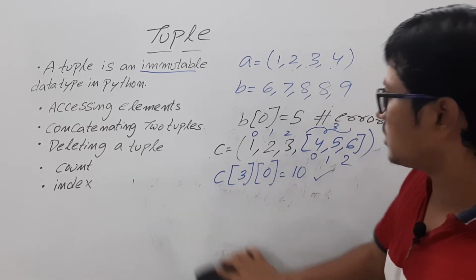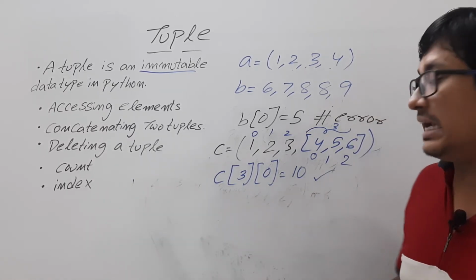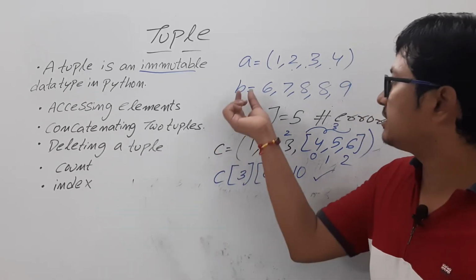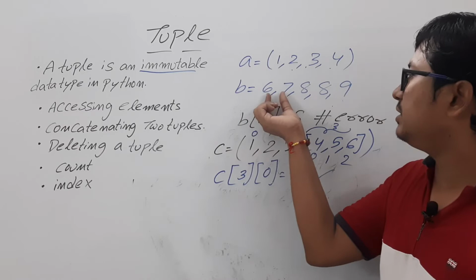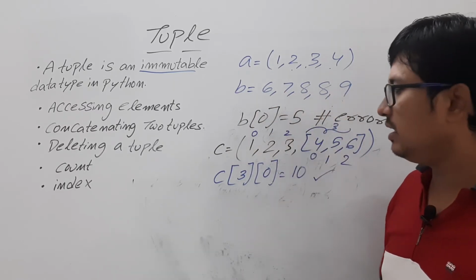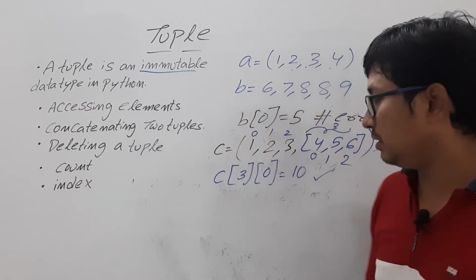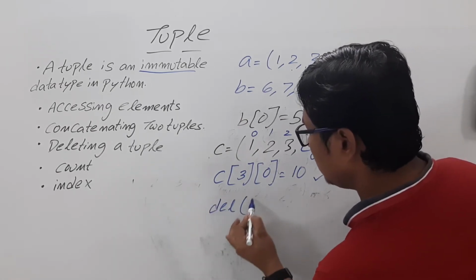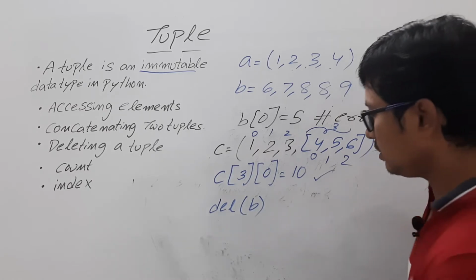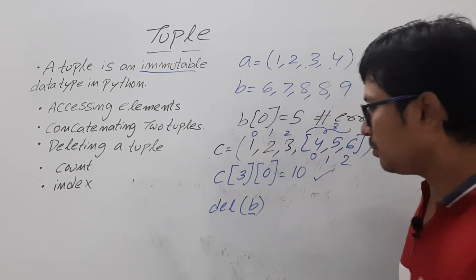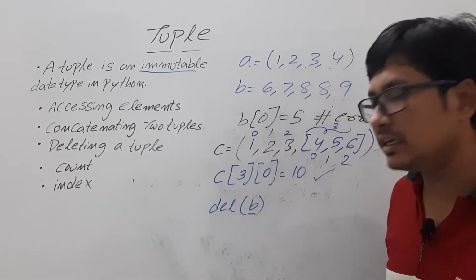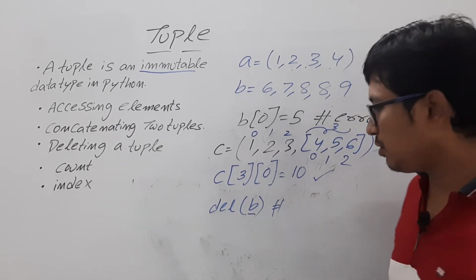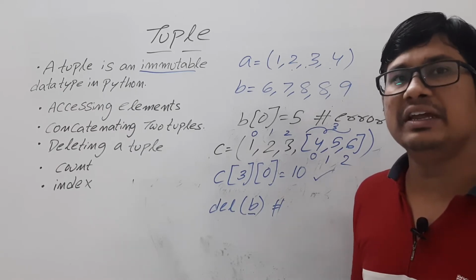Now let me discuss, I want to delete the entire tuple. Yes, you can delete the entire tuple. Meaning, let's take that you have created a tuple having the elements 6, 7, 8, 8, 9. If you want to delete the entire tuple, then you can do it. You can write del b in braces. This is a tuple variable. You are asking to delete the entire tuple, then the entire tuple will be deleted. Is it clear? If you access print b, then it will give an error.